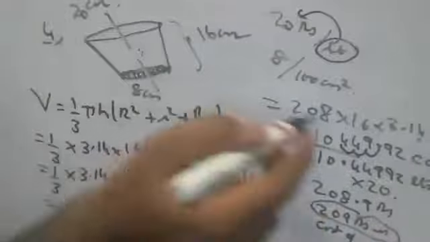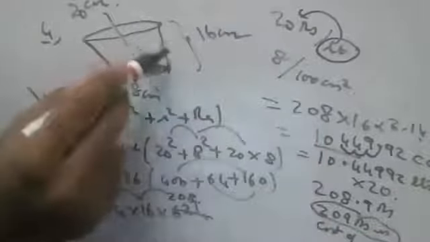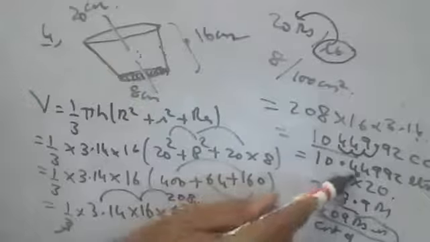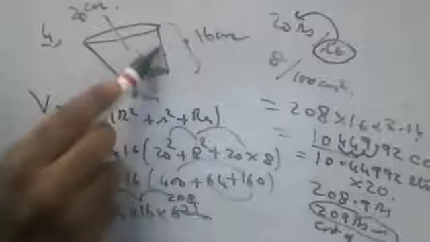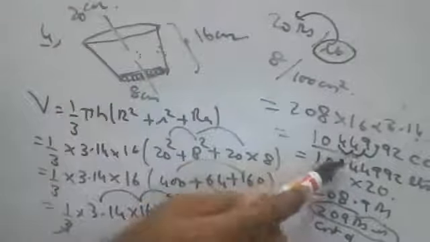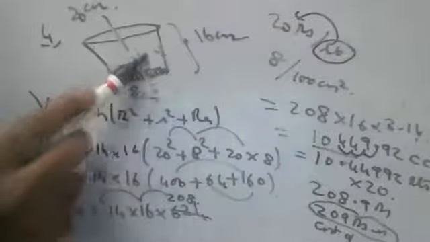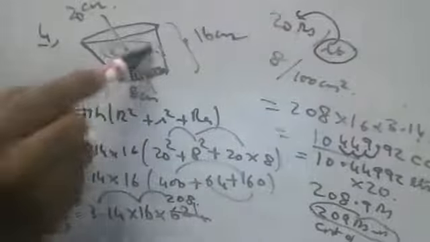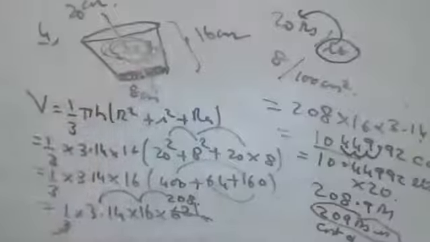This can hold this much milk, and each liter is 20 rupees. So how much is the milk in this container worth? The milk cost is 209 rupees. Whatever milk is in this container, the cost of that milk is 209 rupees. Okay.